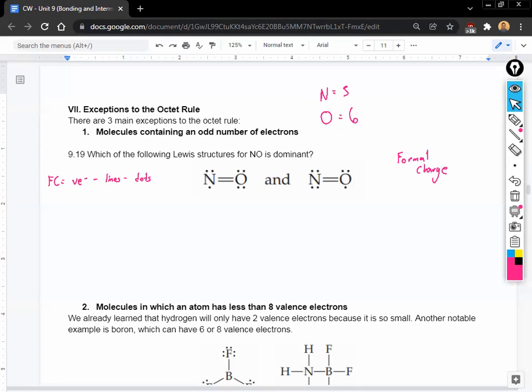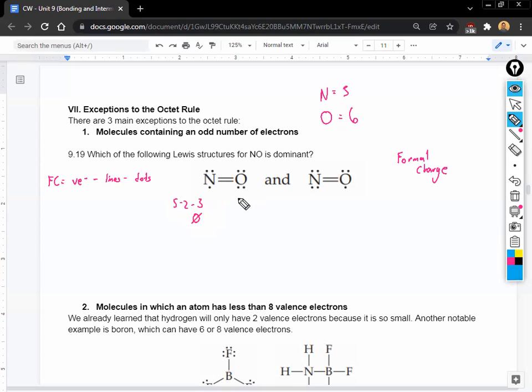Okay, let's calculate some formal charge. Let's figure out which one is the most dominant. Okay, so we're gonna start with the formal charge of the nitrogen on the left. We know that nitrogen has 5 valence electrons. There are 2 bonds, so 5 minus 2. And then we need to subtract the lone pairs, 1, 2, 3. And that's gonna give you a formal charge of 0. So this nitrogen has a formal charge of 0.